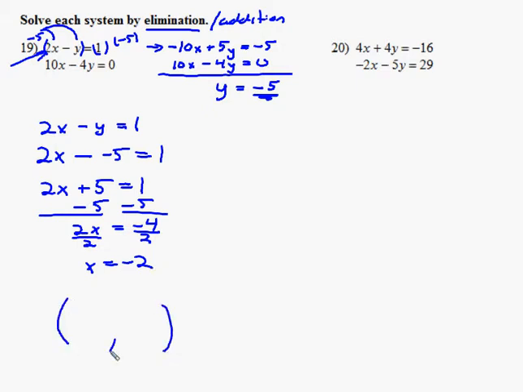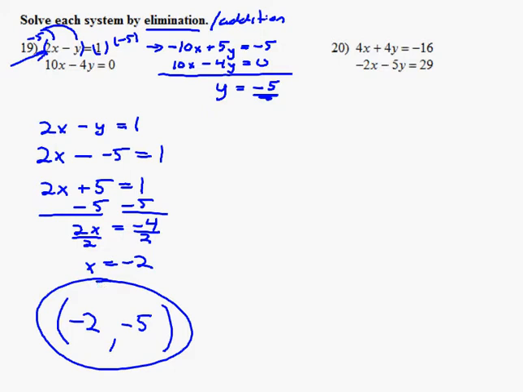So x is -2. When you solve a system of equations, you need to put it as a point. If you think of this graphically, you're really finding the point where two lines intersect. And so our x value is -2, our y value is -5. So our answer is -2, -5. It would make both of these equations true. You can always go back and check it.